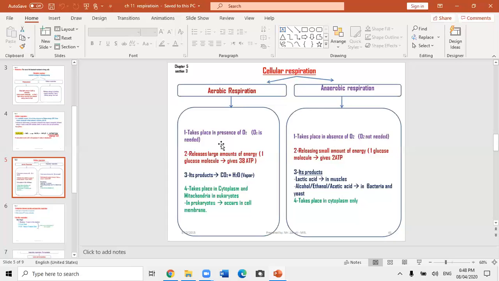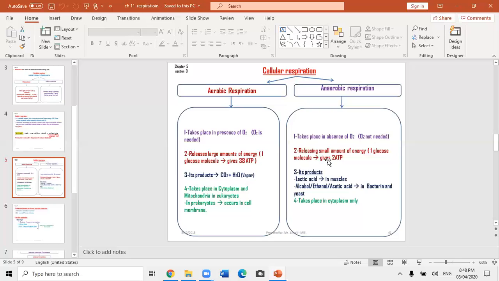Here, that's just like comparing between both. So number 2 releases a large amount of energy. In this type of respiration, it releases a high amount of energy, in which one glucose molecule gives up about 38 ATP. However, in anaerobic, it releases a small amount of energy. That means one glucose molecule gives only 2 ATP molecules. The products of aerobic respiration are CO2 and H2O, and it releases energy.